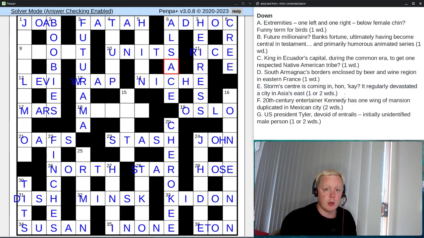Now this is one or two words. So storm center is coming in, Han. K. It regularly devastated a city in Asia's east. Now, the fact that this is not OK, but K is obviously going to be important. The way K is spelled just like that is the name for the letter K, so that could be just K. But actually, this is a type of clue that you don't see that often. Not because there's anything wrong with it, just you generally don't need to use it as a setter.